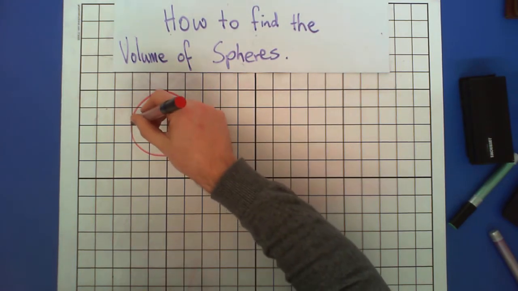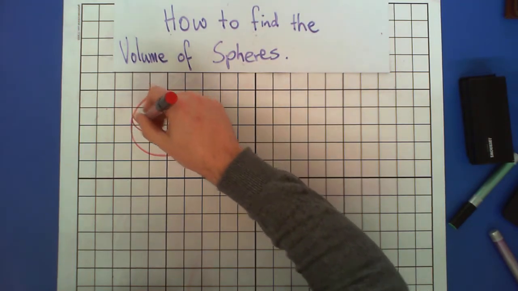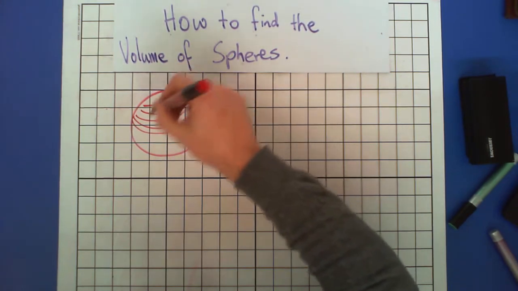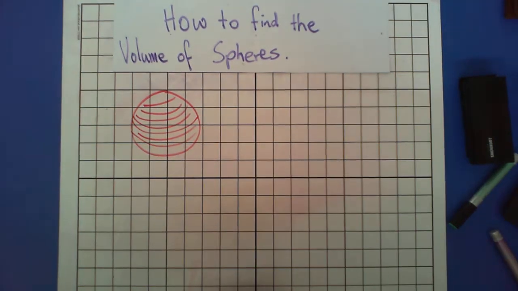A sphere is essentially just a bowl. So we have this curved surface coming around. It's just the shape of a bowl. We're looking at how we find the volume of a bowl.